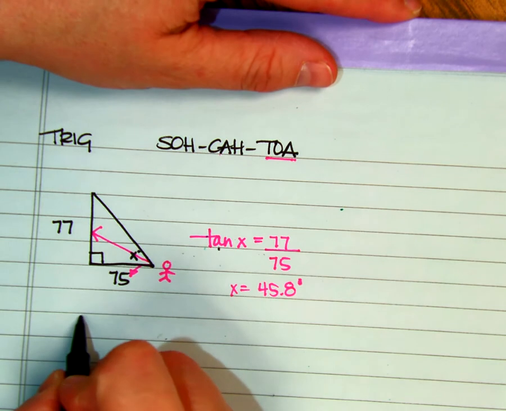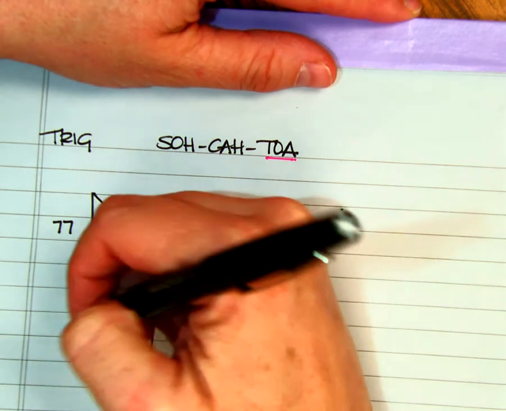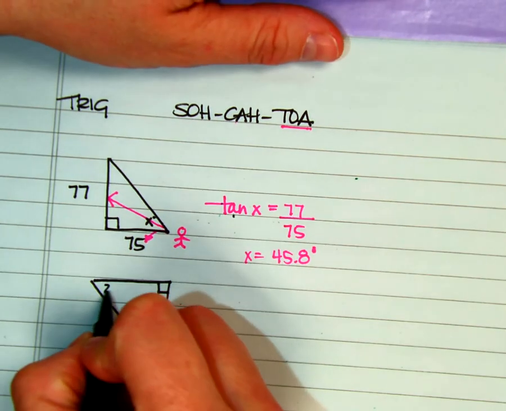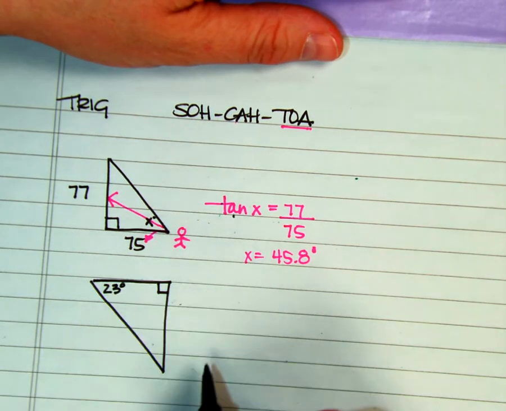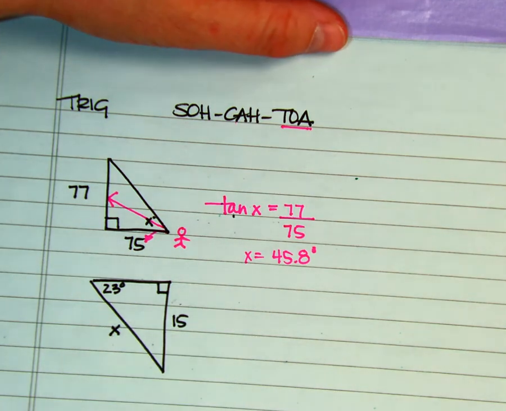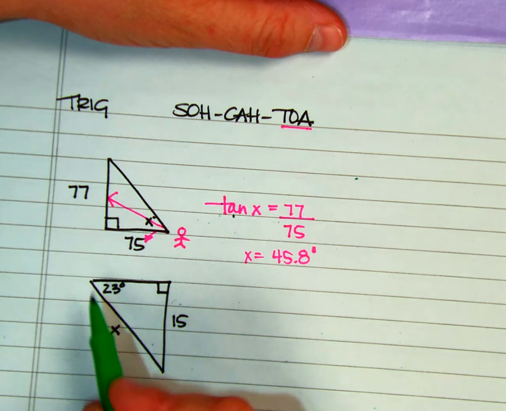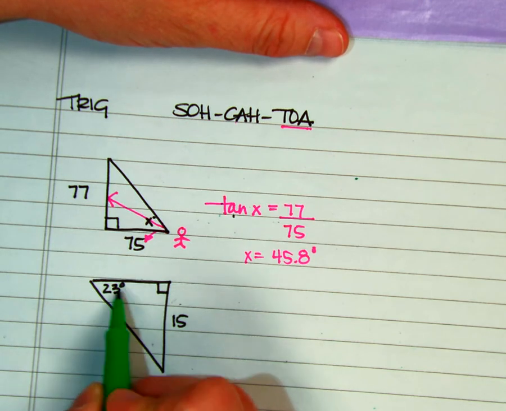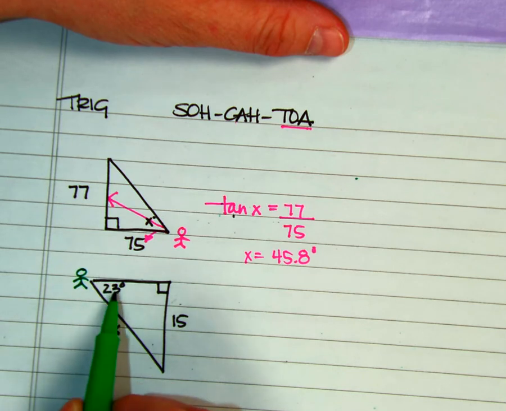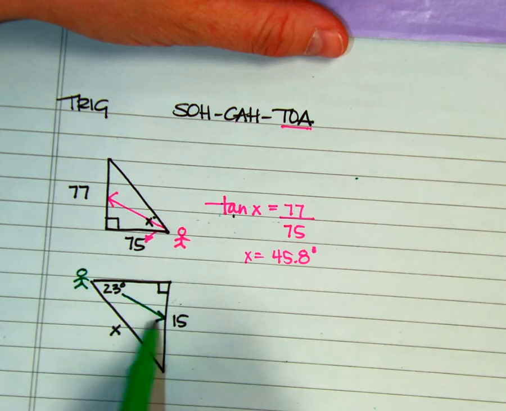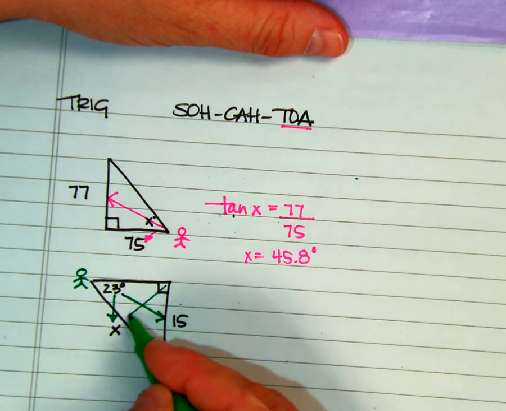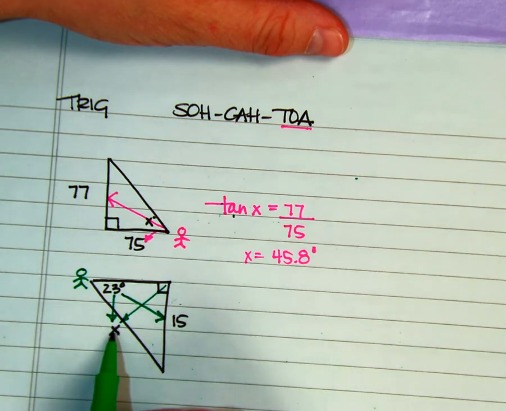Let's do another one. So let's say I have the angle here of 23 degrees and this is 15, and I'm looking for that, which would be my hypotenuse. So again, this is either the angle that I have or the angle that I'm looking for, so I'm going to put my little person there. In relation to the angle that I'm standing at, 15 is the opposite, and x is always going to be the hypotenuse because it's opposite the right angle. So I know that that is the hypotenuse.